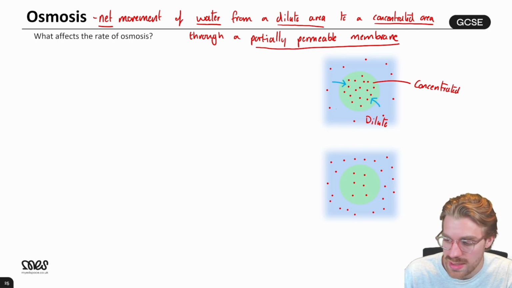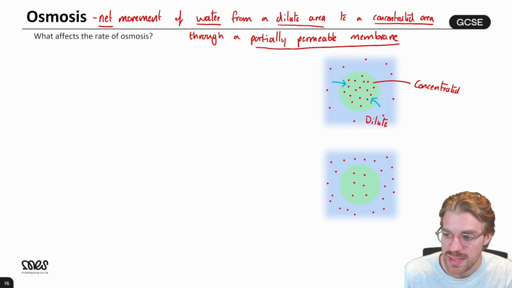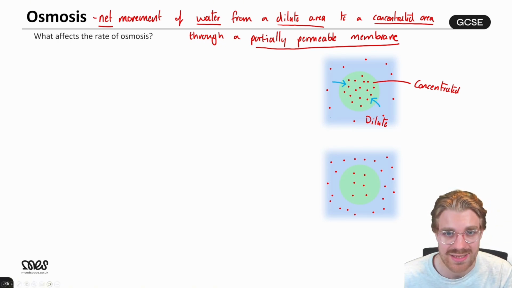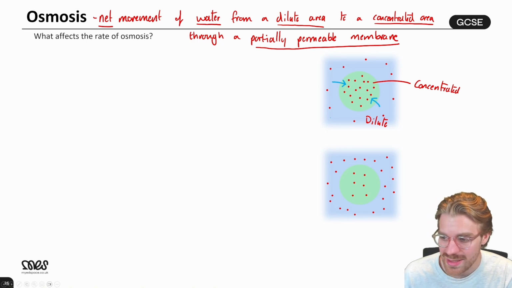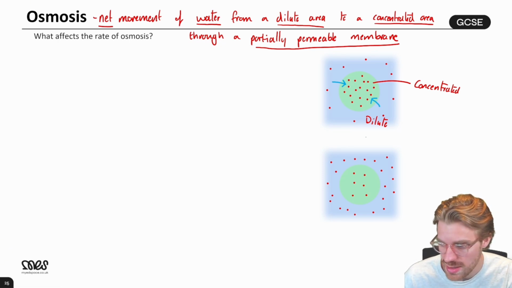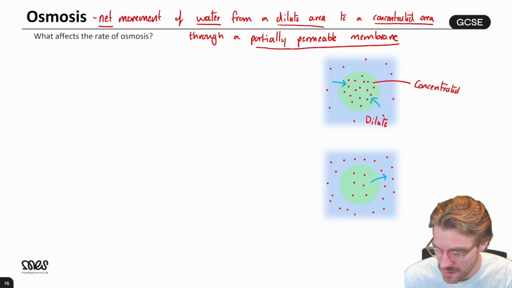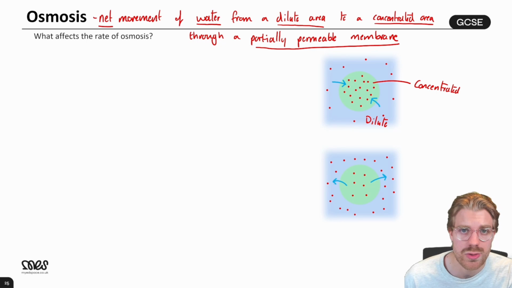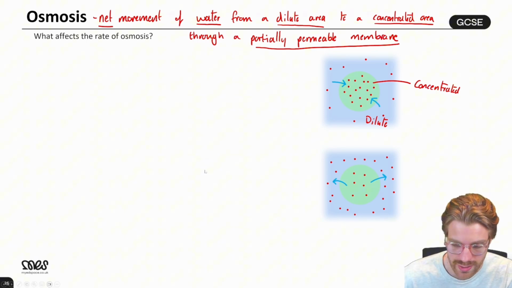Now, my example underneath, this time round, the concentration inside the cell is less than the concentration outside. So inside the cell is dilute, whereas the outside of the cell is concentrated. And in the second example, water would then leave the cell. And when the water leaves the cell, it is going to lose mass, or it is going to shrink.